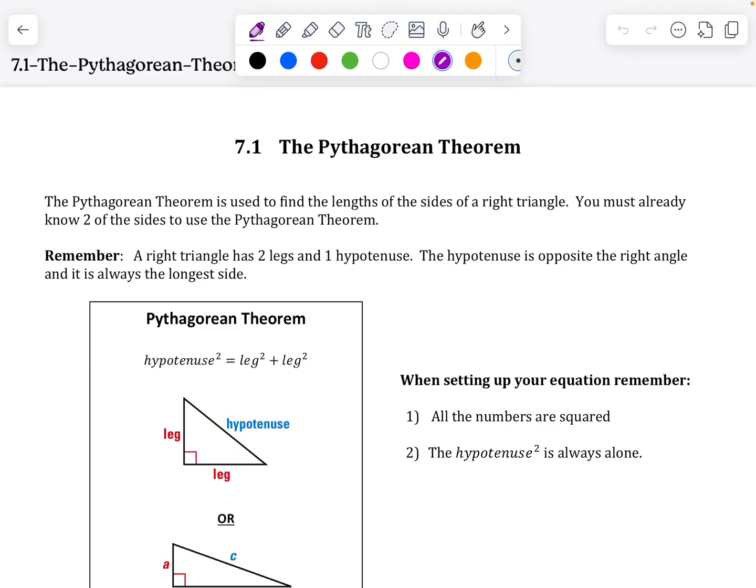In section 7.1, we're going to learn to use the Pythagorean Theorem to find the sides of a right triangle. In order to use the Pythagorean Theorem, you have to already know the length of two of the sides of the right triangle, and it will help you to find the third missing side.